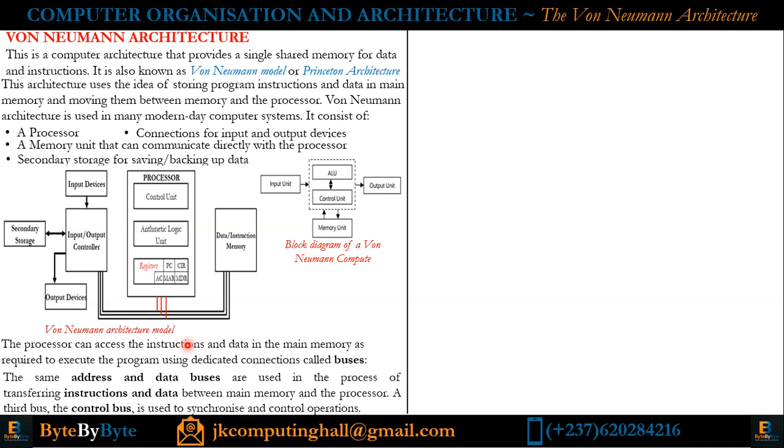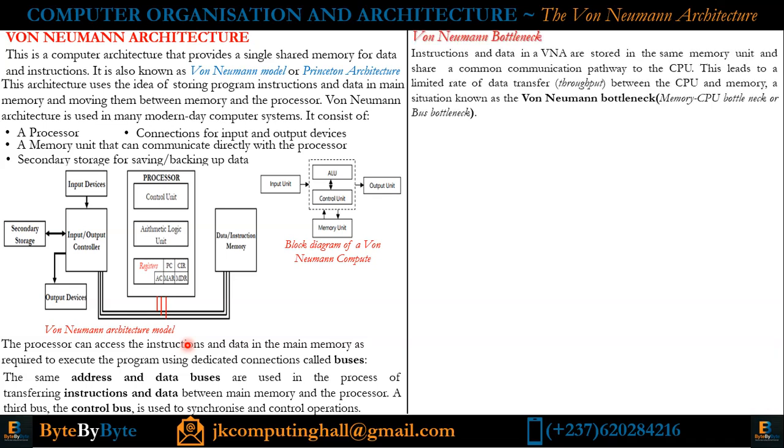So that is how the flow is in a von Neumann architecture. Now, one important concept when dealing with von Neumann architecture is what is called the von Neumann bottleneck. Instructions and data in a von Neumann architecture are stored in the same memory unit and share a common communication pathway to the CPU. That is, this same line that we have is the same line we use to transfer data and the same line we use to transfer instructions.